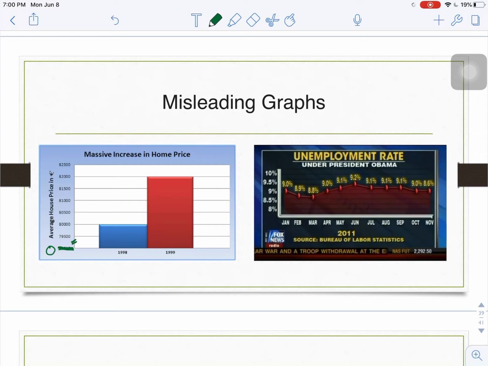What you really should be doing is having your graph start at zero, and then putting a break into your graph. That way you have a visual representation showing you that the graph does not include up to 79,000. The difference is actually quite small. The difference is only 2,000, and when you're talking about the price of homes, that's pretty small.